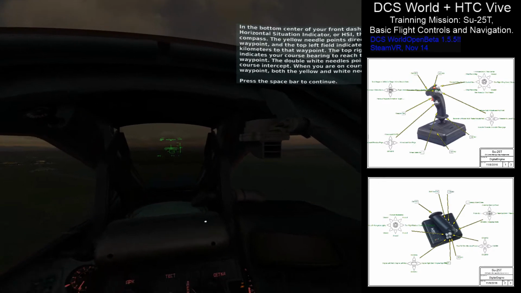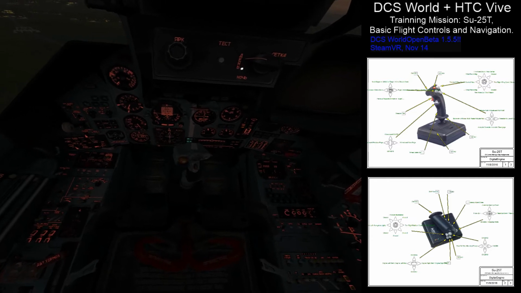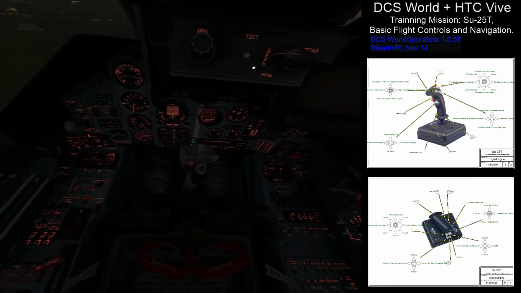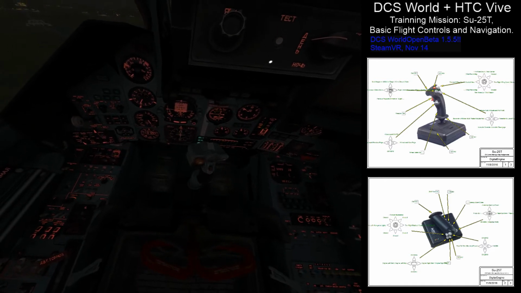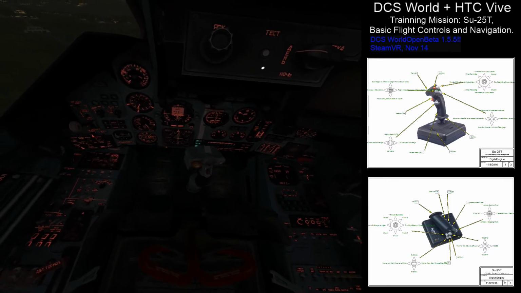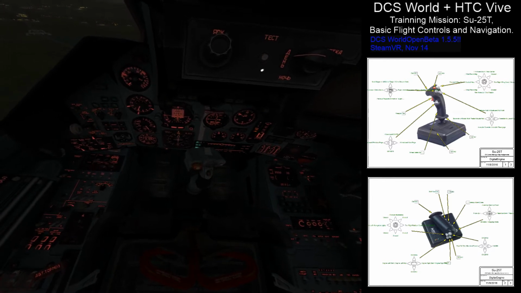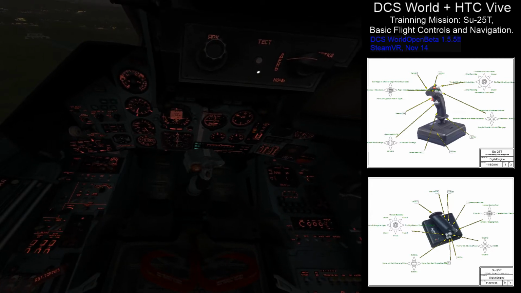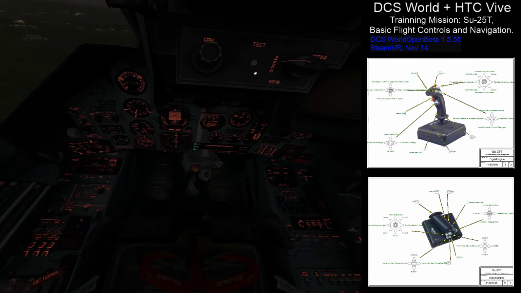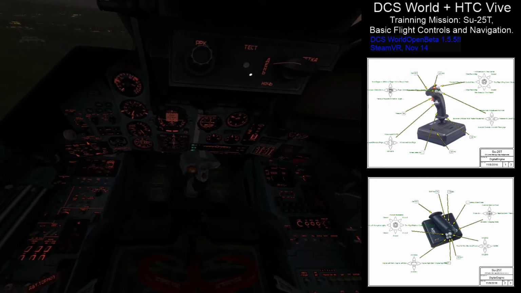In the bottom center of your front dash is a horizontal situation indicator, or HSI, that looks like a compass. The yellow needle points directly to your next waypoint, and the top left field indicates the range in kilometers to that waypoint. The top right field indicates your course bearing to reach the next waypoint. The double white needles point to your course intercept. When you're on course to the next waypoint, both the yellow and white needles will align. Press the spacebar to continue.